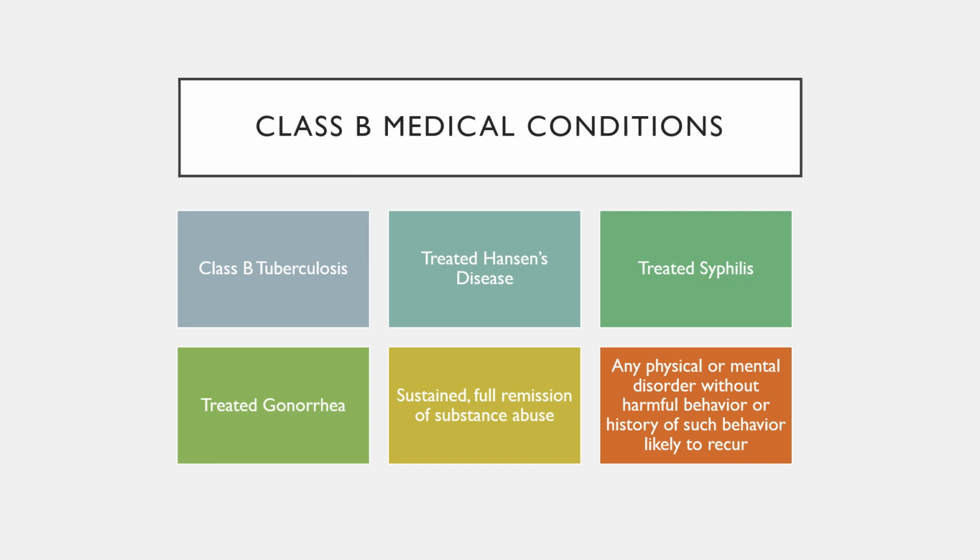The next three boxes all note illnesses that have been treated. And really, the main conditions that you want to keep an eye out for are the last two. So sustained full remission of substance abuse is generally marked either when a client has been found to have Class A substance abuse or has disclosed prior substance abuse in the screening.